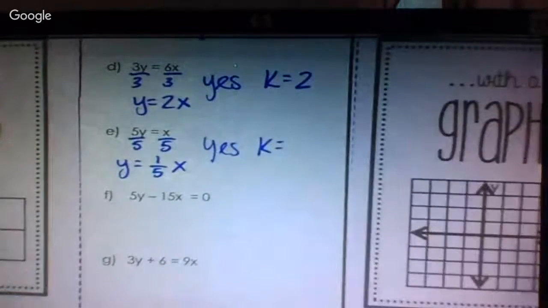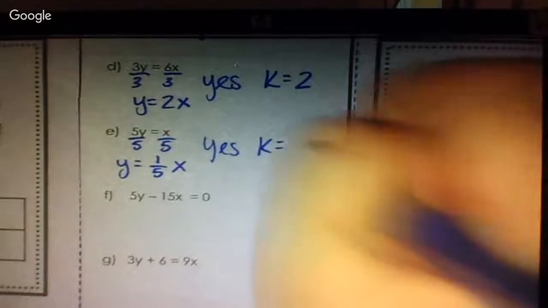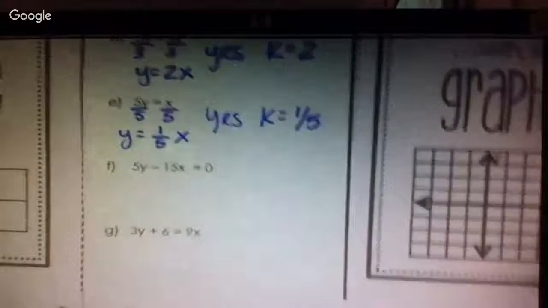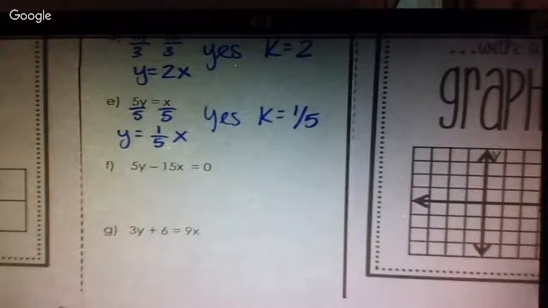And k equals what, Mo? 1/5. Okay. Again, it doesn't matter if it's a fraction in front of x. It does not matter if it's a negative in front of x. As long as there is a value in front of x that gives you a slope, you're good.